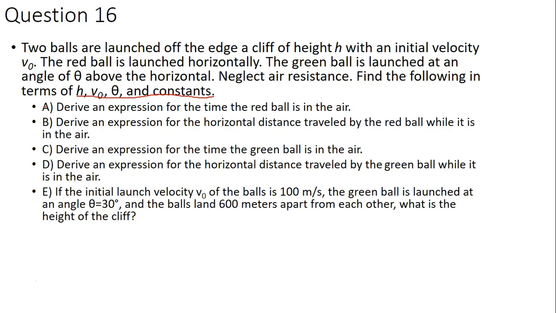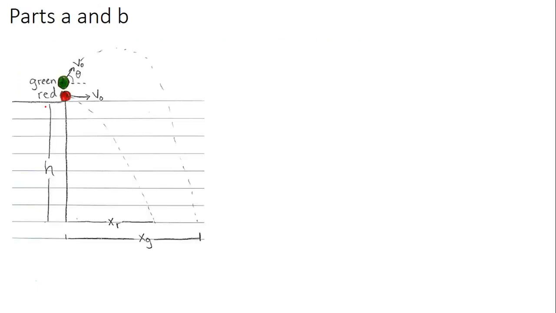So let's get started. First, I visualized the problem. So here's what we have here. The red ball is launched completely horizontally, so it'll make a path something like that. And the green ball is launched at an angle, so it'll have a path something like that. So first, for parts A and B, we only care about the red ball, so just don't even think about the green ball right now.